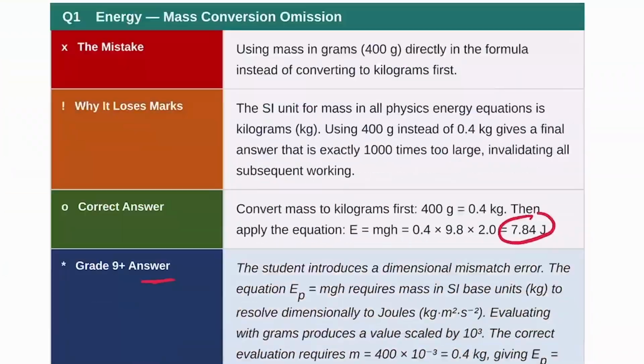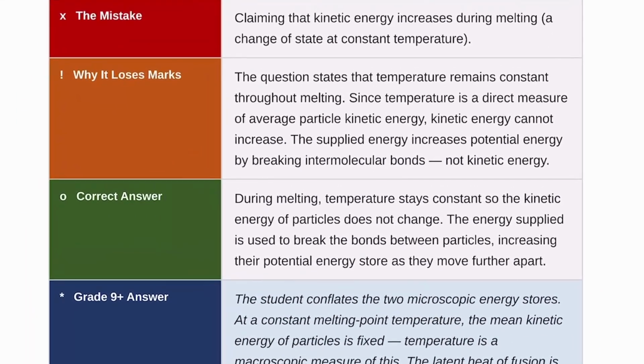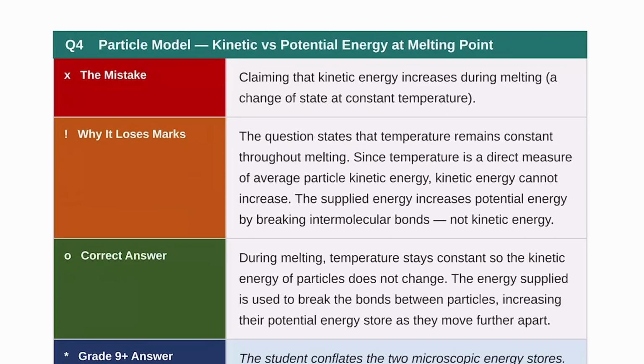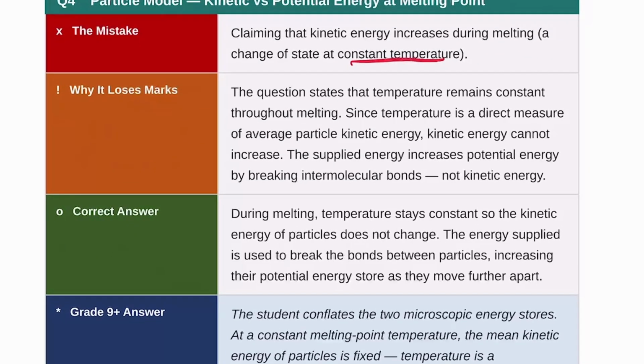Let's have a look then at the model answer that is going to be written down for us in the sheet. Question 4, claiming that kinetic energy increases during melting. Remember, just like we said, that was a mistake. That is at constant temperature. So why does this lose marks? Basically, the question says that the temperature remains constant, and remember, temperature is a direct measure of average particle kinetic energy. As long as you remember that, you'll definitely get this question right.